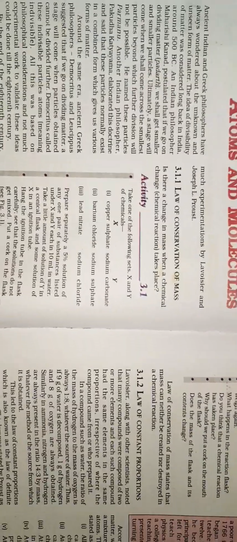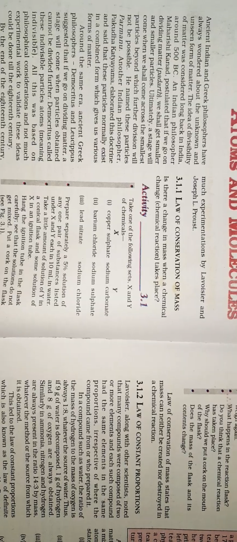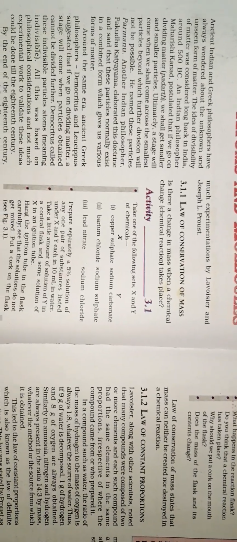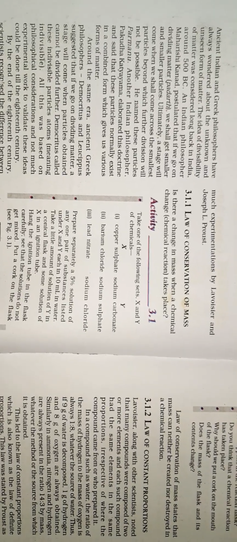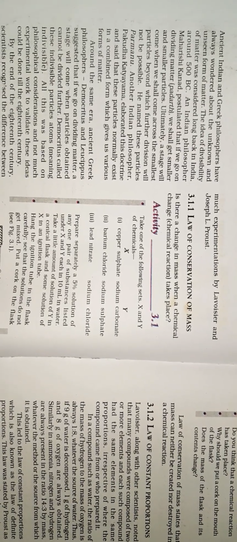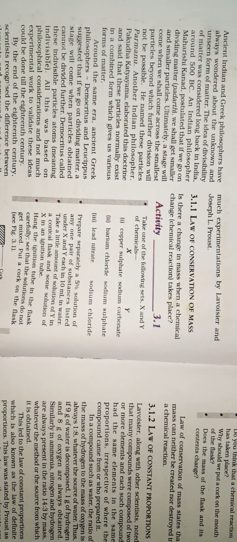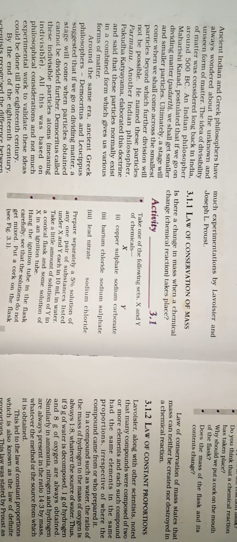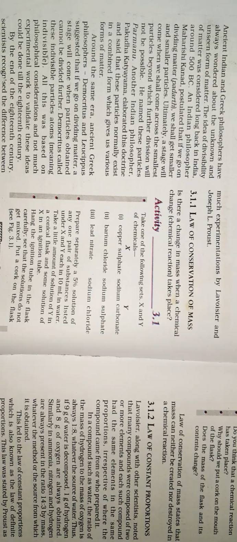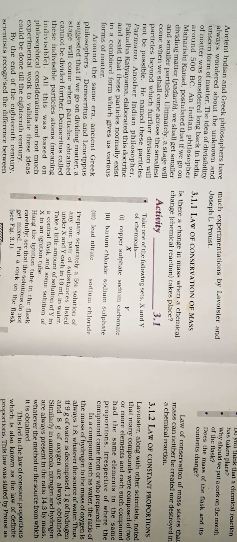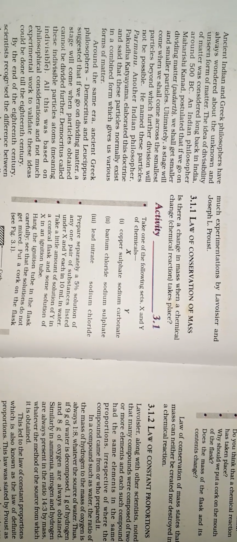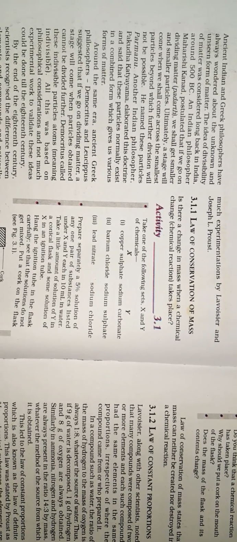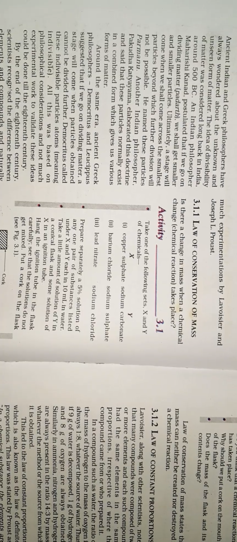Then come to the law of conservation of mass. First we have to understand what the law of conservation of mass is. The law of conservation of mass states that matter cannot be created or destroyed in a chemical reaction. It only changes its forms. This means that the total mass of the reactant, the substance before the reaction, will always be equal to the total mass of the product, the substance after the reaction. So atoms are rearranged but the total amount of matter remains the same. In a chemical reaction, atoms are neither created nor destroyed.